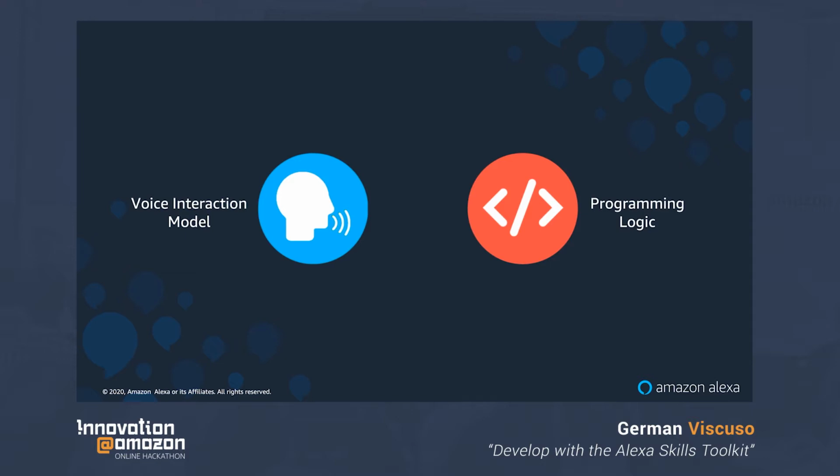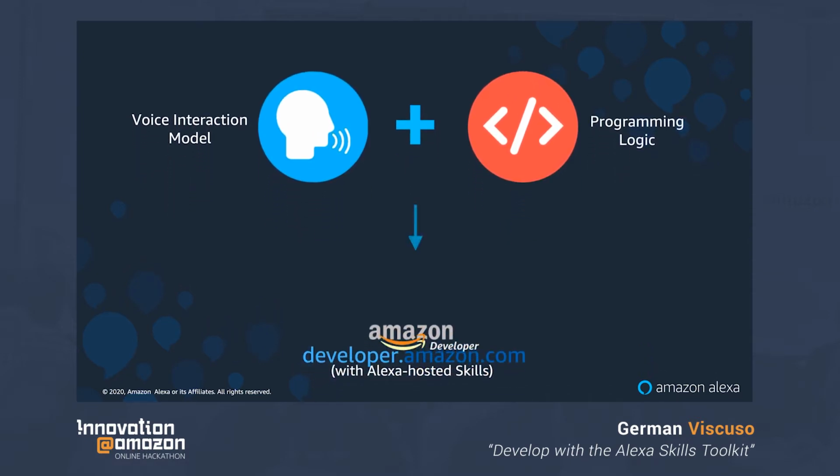Once an intent is triggered, the backend will get a request with all the details, and it's up to you to define the programming logic that will handle the request and provide an answer, such as the typical case where Alexa is saying something back to the user. Together then, these two components take care of all requests and responses in your skill.